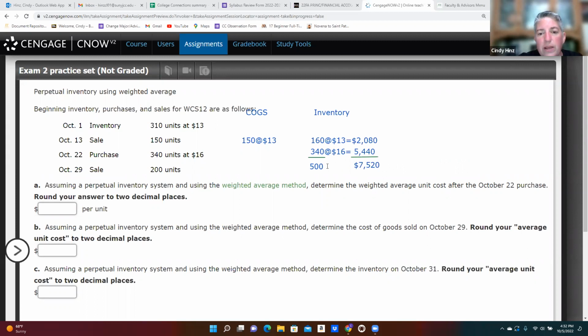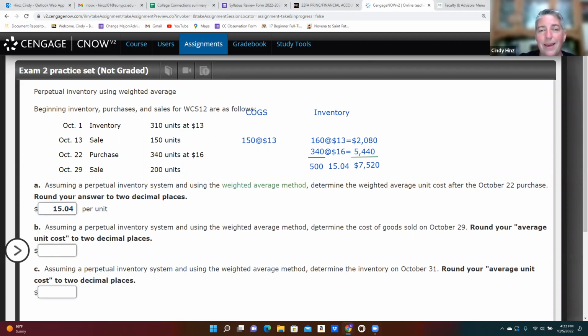So that price, let me see if I can sneak it in here. Hopefully I can sneak it right in between those two numbers, would be $15.04 per unit after the October 22nd purchase. That's our answer here for letter A. Now, we didn't actually pay $15.04 for any of these units. We paid 13 or we paid 16. But as far as we're concerned, the assumption we make is that we paid $15.04 for all of them.